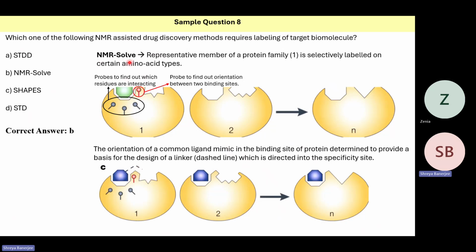So NMR solve is the technique that involves labeling the target biomolecule or protein in order to optimize the drugs that will bind to the receptor site and to optimize the linker that will join the different ligands. So the answer is B, that is NMR solve.